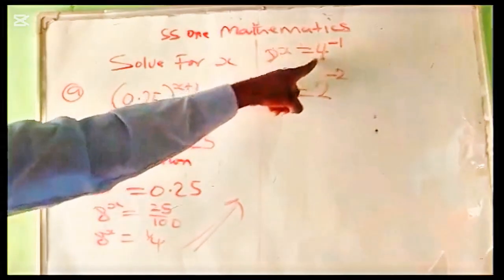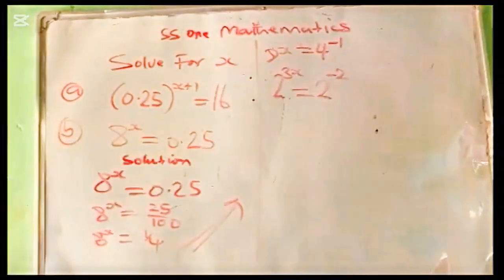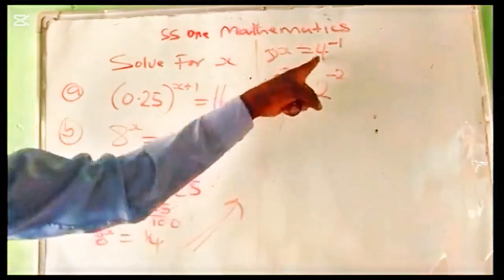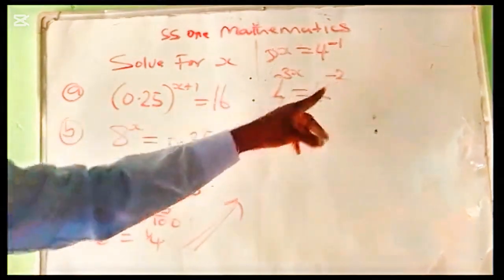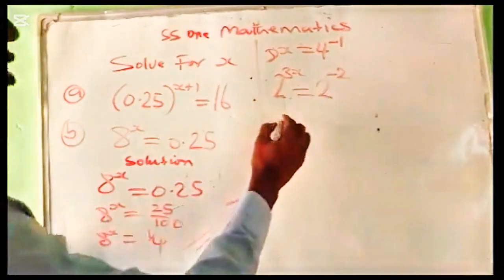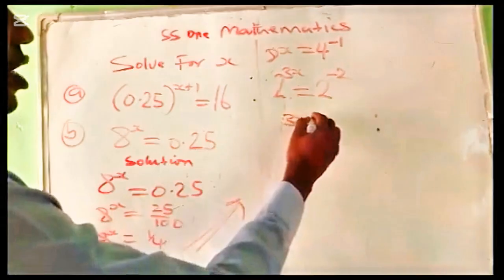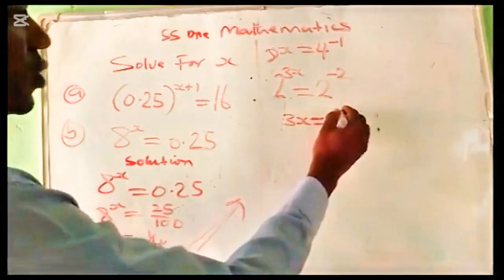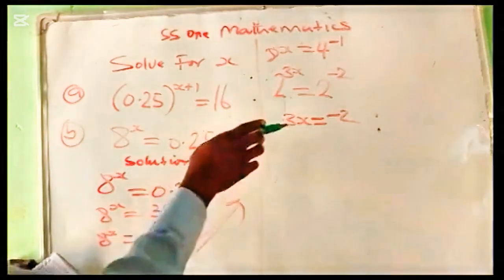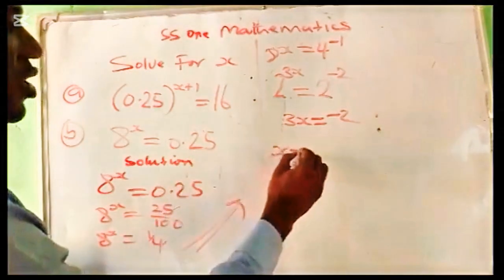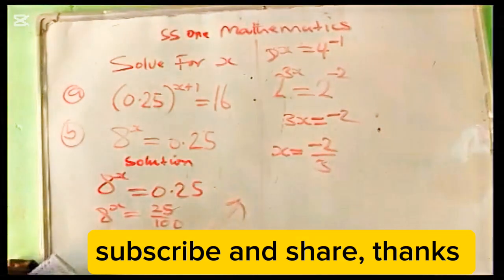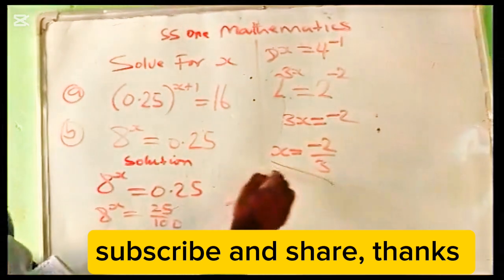The same thing is applicable here. 4 is the same as 2 raised to power 2. That is 2 times 2 in 2 places will give us 4. So that 2 multiplied by -1 will give -2. So at this junction, we are going to cancel the base. We cancel these 2 and these 2. What is remaining is 3x equals -2. So you divide both sides by 3. Since we are looking for the value of x, x will now be -2 over 3 as the final answer.